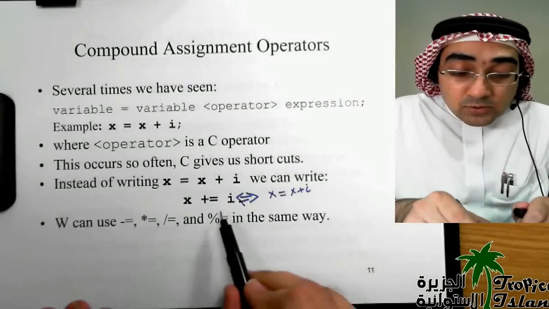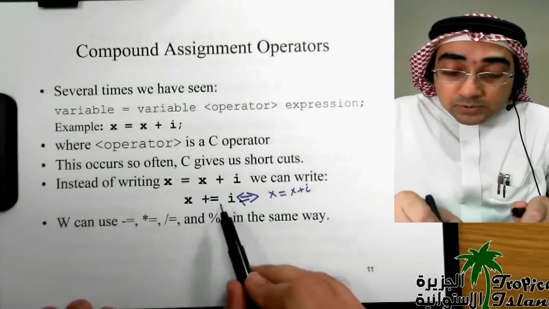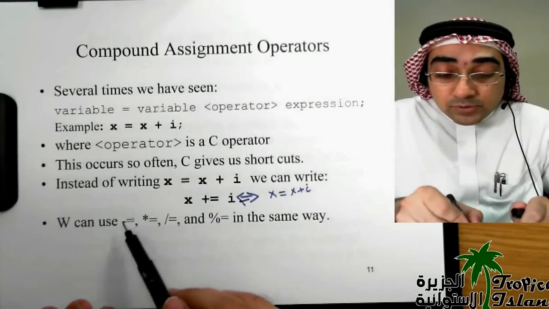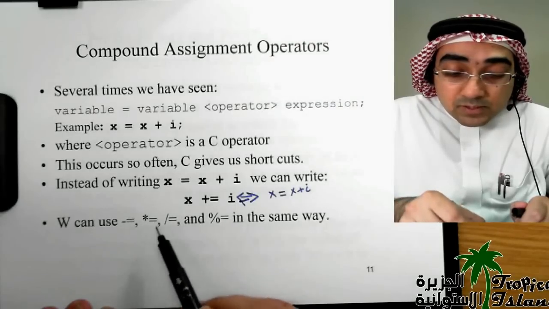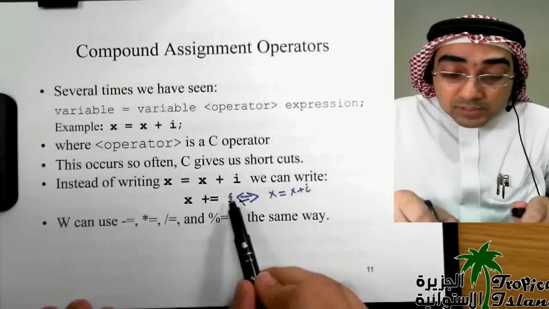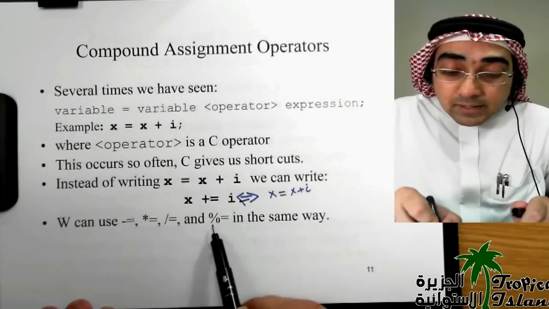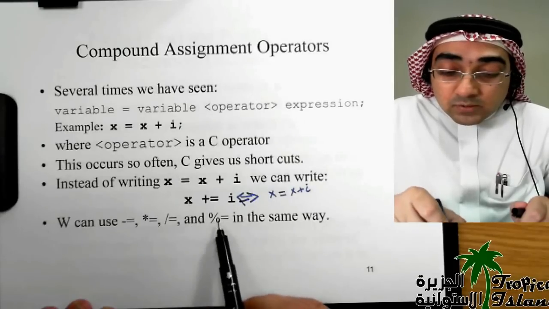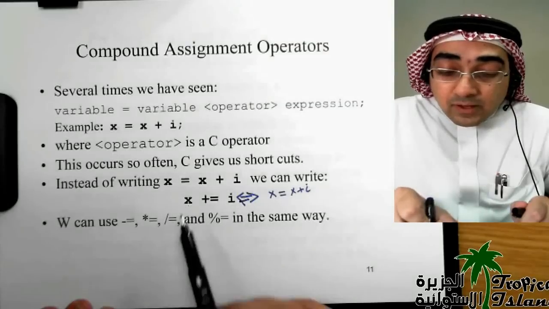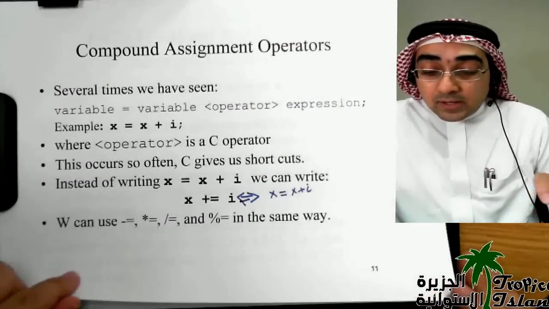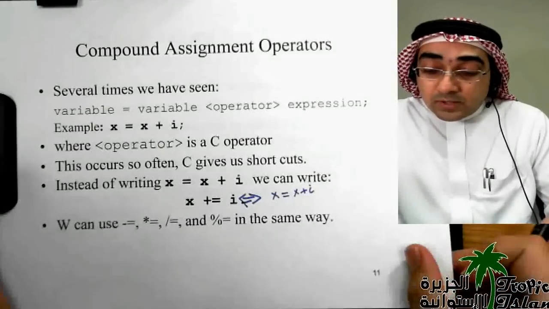You can use minus equal to, multiply equal to, divide equal to, and percentage equal to. Minus equal to will subtract the value of i from x. If you use multiply equal to, you're going to multiply the value of x by i. If divide equal to, you're going to divide x by i and assign it. And if you use modulus equal to, the remainder operation, then you'll take x remainder i and put it into x. Okay, in the same way you can expand it to all of the operations that we have learned till now.